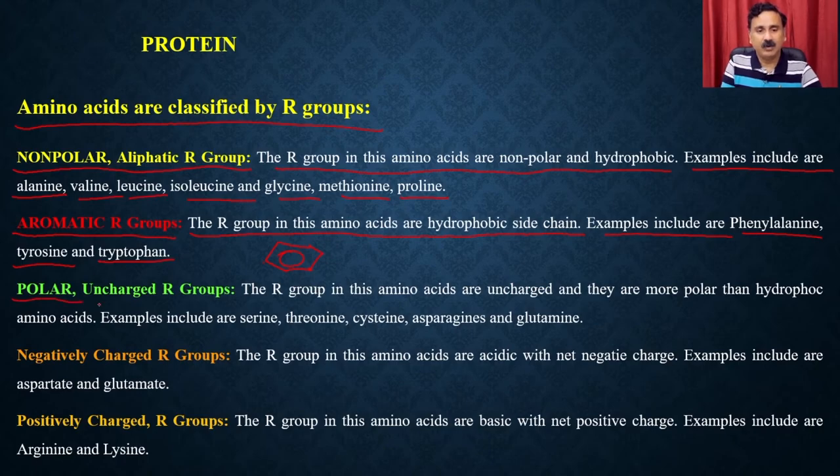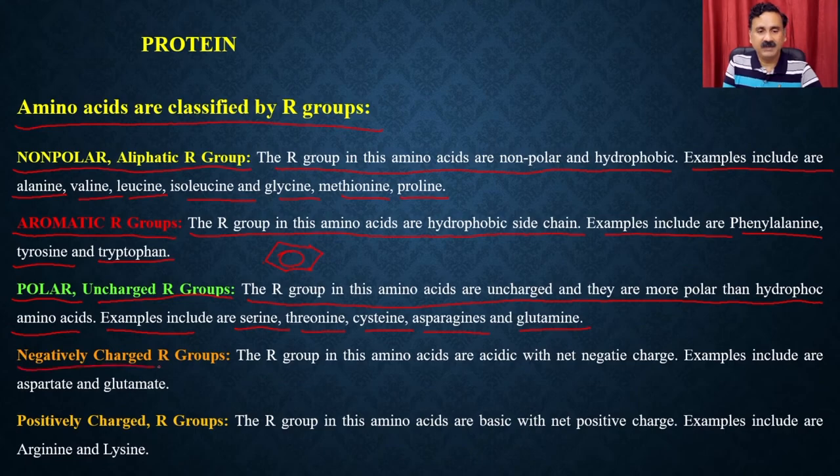Then we have the polar uncharged groups, which means these amino acids are not going to have a charge, not positive or negative charges, but they are polar in nature. So the R groups in these amino acids are uncharged and they are more polar than the hydrophobic amino acids. Examples include serine, threonine, cysteine, asparagine and glutamine.